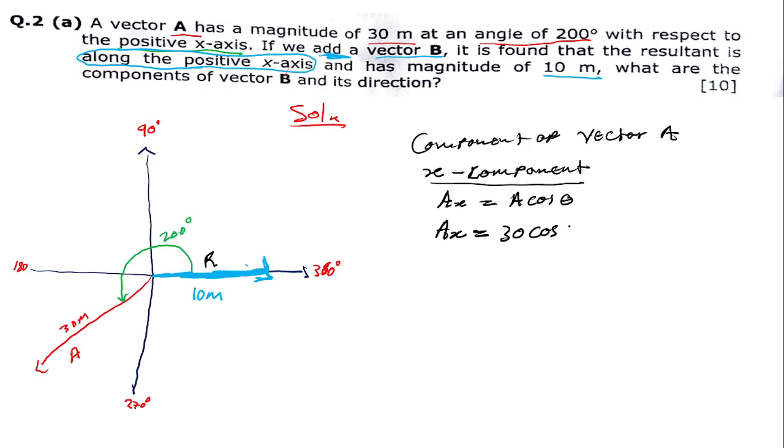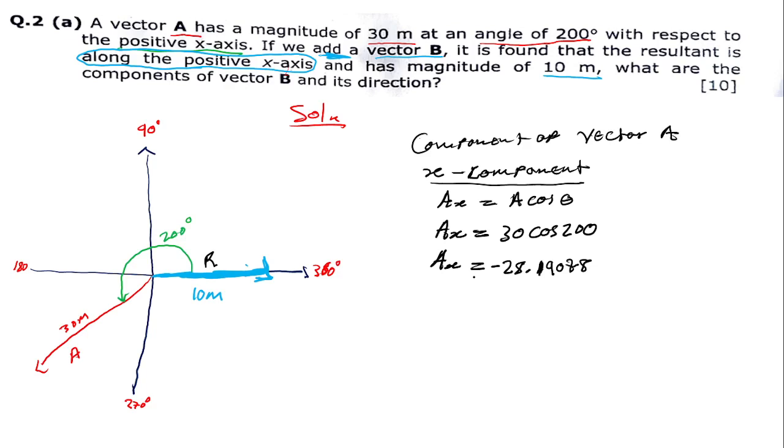The angle is simply 200 degrees. So Ax will simply be equal to 30 cos 200. It is 28.19078, of which this is negative. Can someone confirm with me if my calculations are okay? What are you having on your side? Is it the same value?